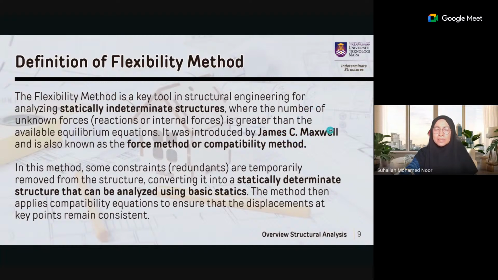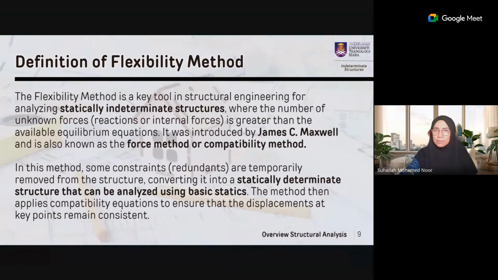Besides the name flexibility method, it is also known as the force method. In the textbook, I have actually put the ebook in the OneNote. So please refer to your OneNote under 20244 indeterminate structures, because I combined 2 codes here, 521 and 527. I put the ebook for this method under force method. In the textbook, it is referred to as the force method. It is also called the compatibility method.